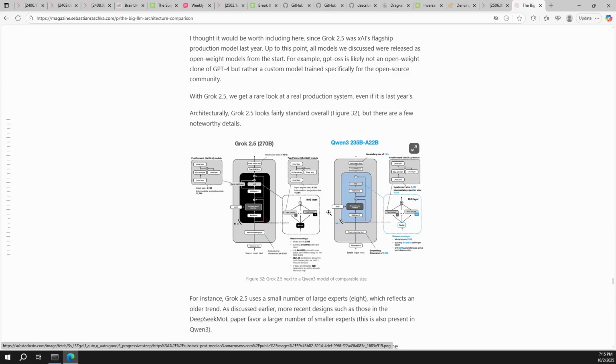Yeah, that was what I was wondering, why would you make that choice instead of multiple shared experts? Is there some advantage to a wider one? It wasn't immediately obvious to me. Yeah.